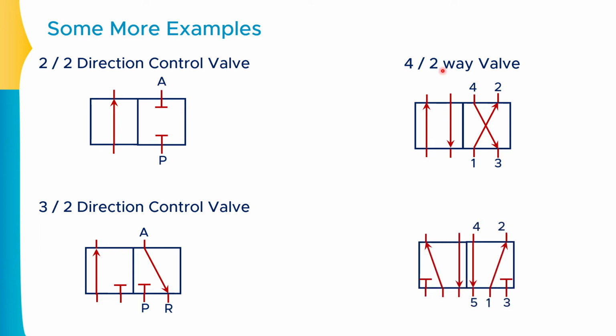Let us take one more example. In this specific one, as you can observe, at the right hand side, the notations are given. So this is the normal condition of this specific valve. Over here, there are total 5 notations available. Point number 1, point number 2, 3, 4 and 5. So it can be said as the 5 port valve. There are total 5 ports available in the valve.